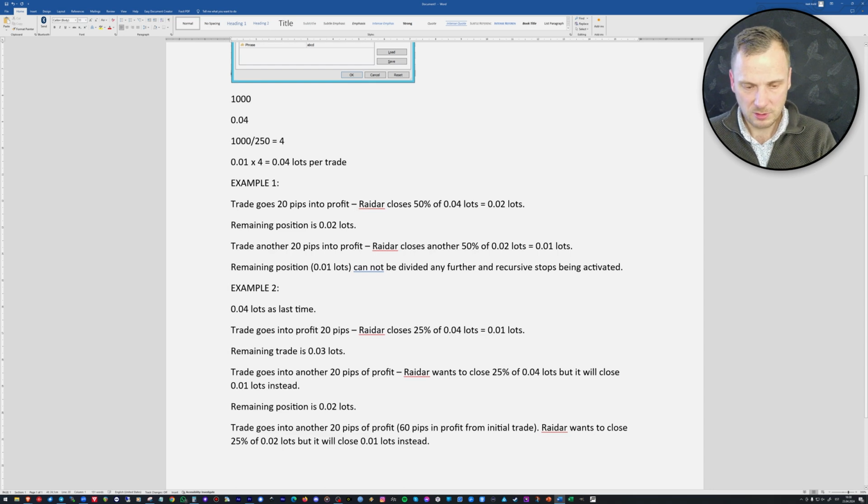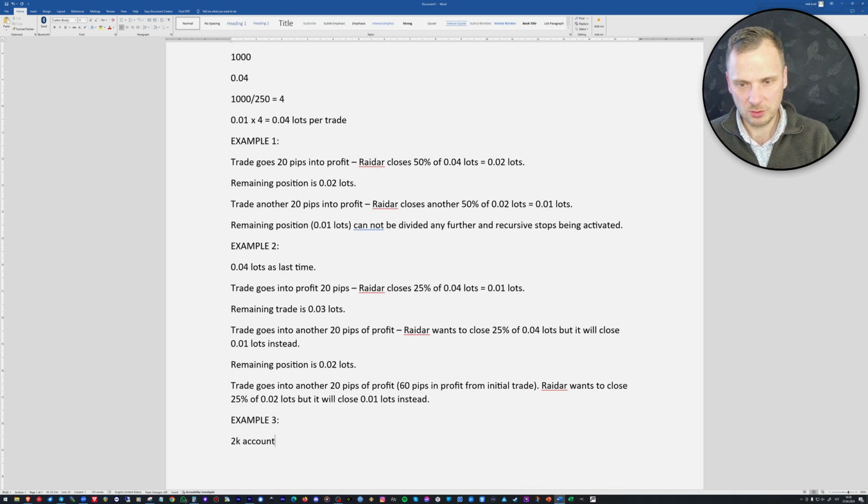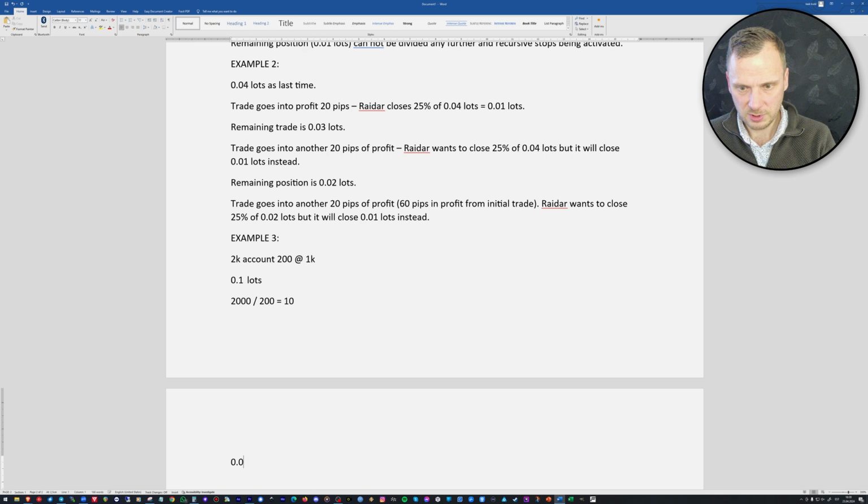Talking about example number 3, let's say we are running a 2K account and we have set it to 200 per 1K of capital, meaning that each position will be 0.1 lots, which is quite aggressive. How I got this number? Again, I'm going to show it to you. 2000 divided by 200 equals 10. 0.01 times 10 equals 0.1 lots per trade.